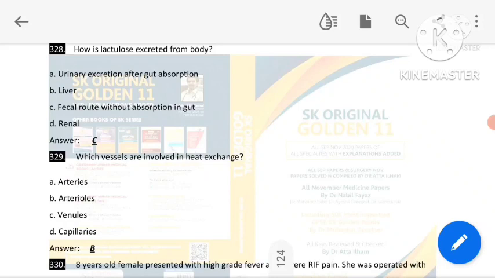Point number 329, which vessels are involved in heat exchange? So it is the arterioles. B is the right option, arterioles.